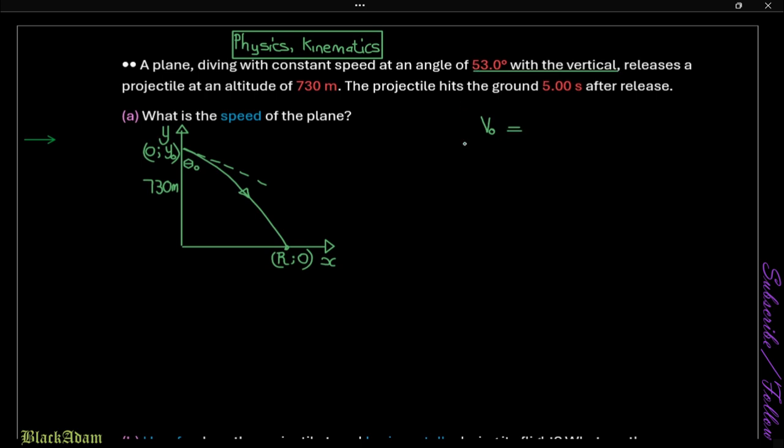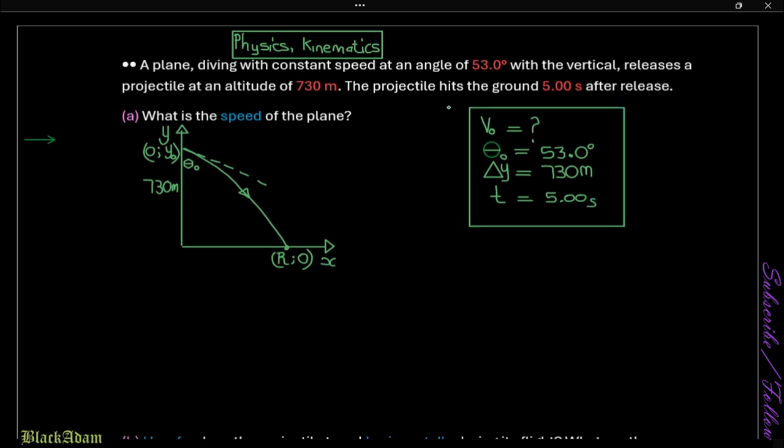We have the initial speed, which we don't know, but we know the initial angle is 53 degrees. We'll still need to analyze that. The change in y is going to be 730 meters, and we have the time, which is 5.00 seconds. That's all the data we have. Now we have to interpret it.